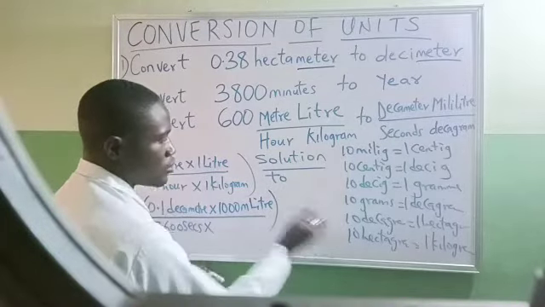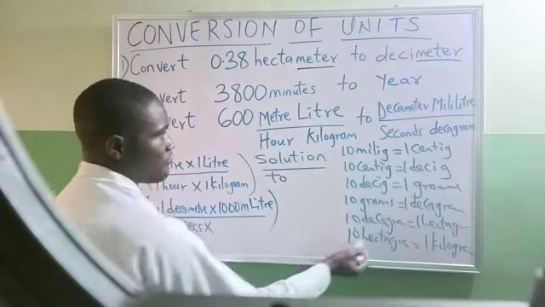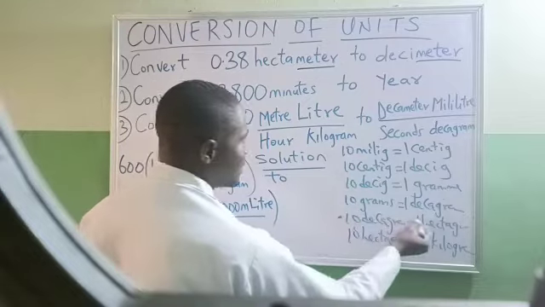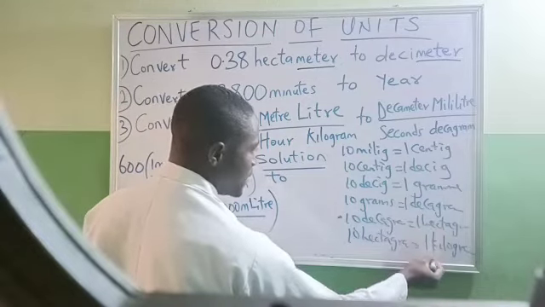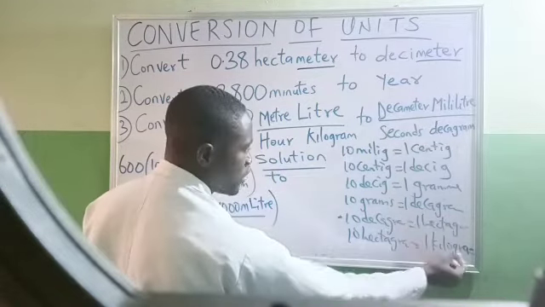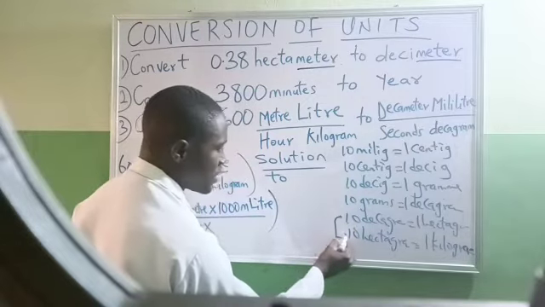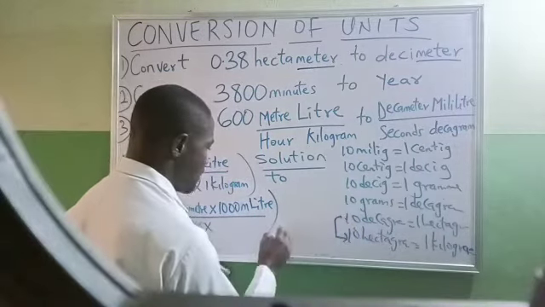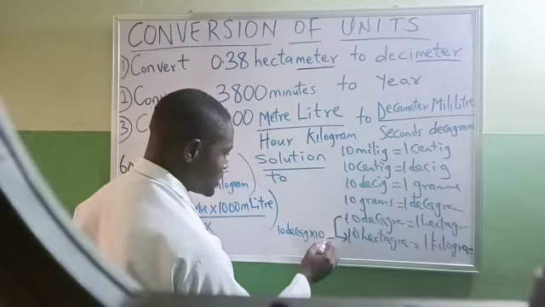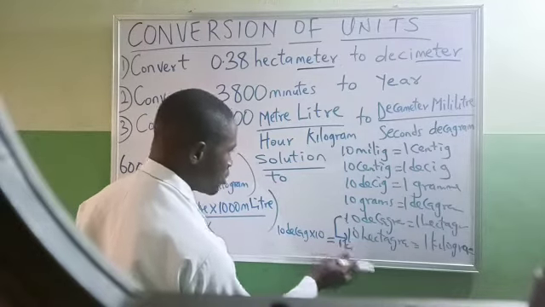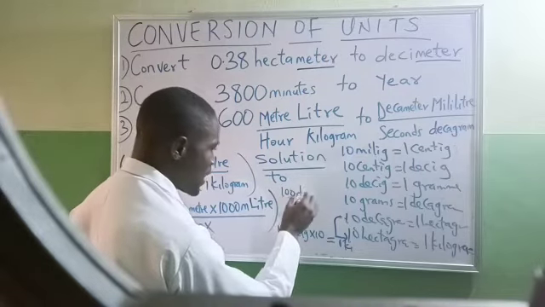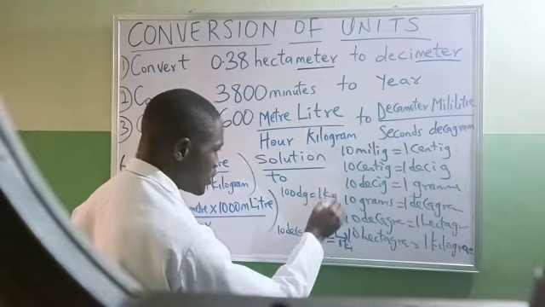Now I will locate kilogram first. Can I see kilogram here? No. So I cannot locate kilogram first. I'll go for decagram. Can I see decagram here? Yes. Move like this. Can I see kilogram? Yes. So you are moving horizontally and downward, not upward. It means it will move from here to here. So I'll now say 10 decagram times 10. That is equal to 1 kilogram. 10 decagram times 10 is 100 decagram equals 1 kilogram.